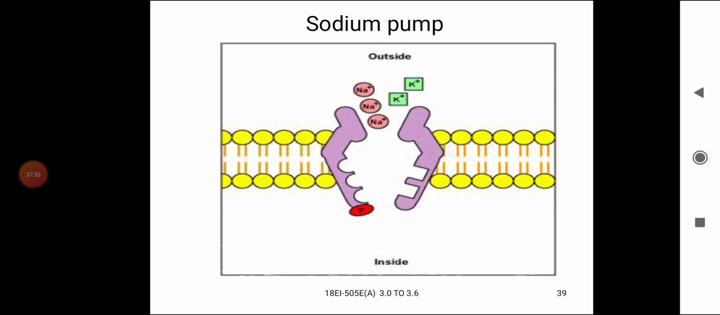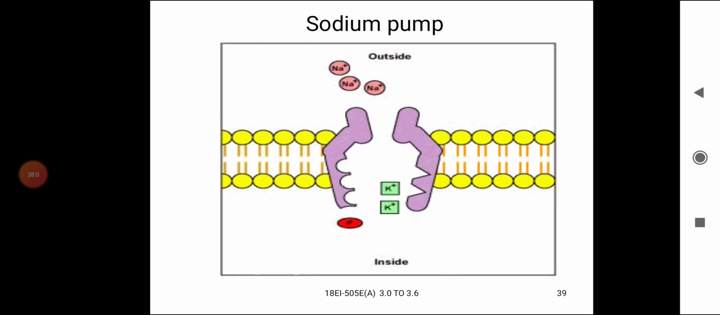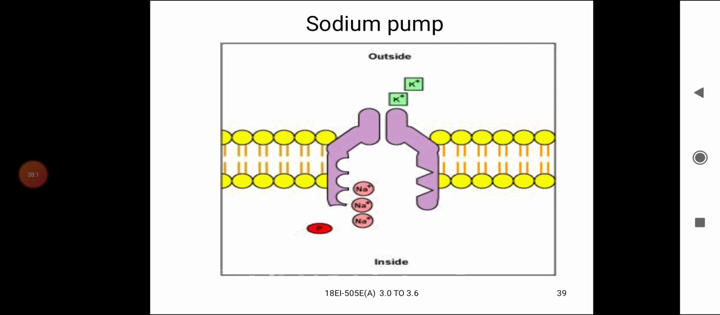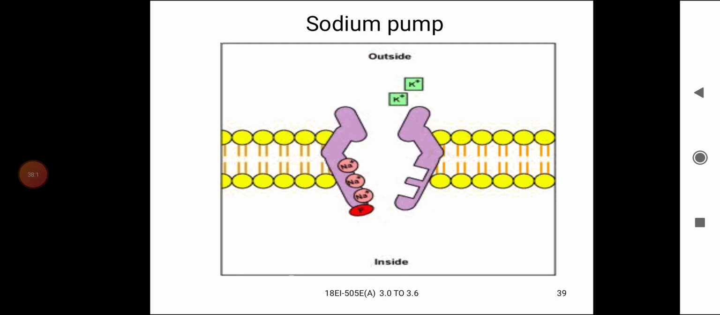The sodium ions are moving outside, potassium ions are entering inside. So the exterior is negative charge, inside is positive. So polarization and depolarization cause ionic potentials. Bioelectric potentials are generated at the cell.